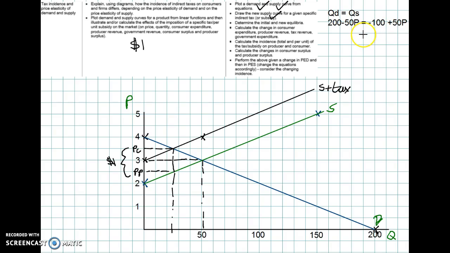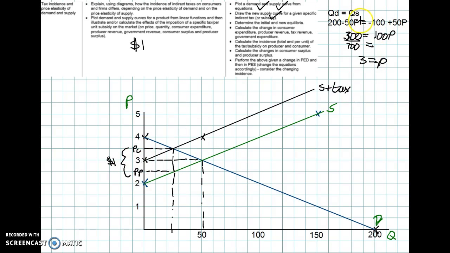We're going to add 100 to both sides. So that gets 300, and we're going to add 50 to that side to get 100p, and then we're going to divide both sides by 100, and that leaves us with 3 equals p, which we can see is correct.